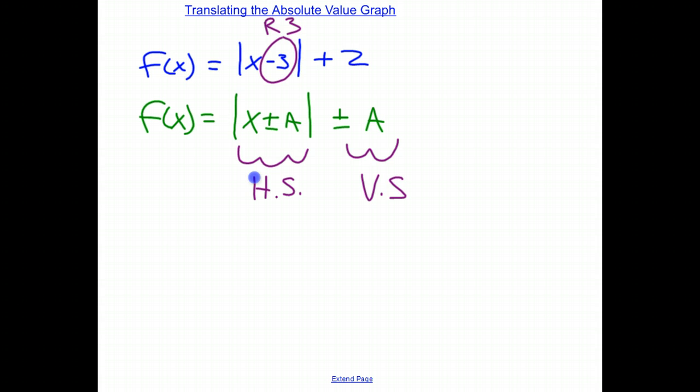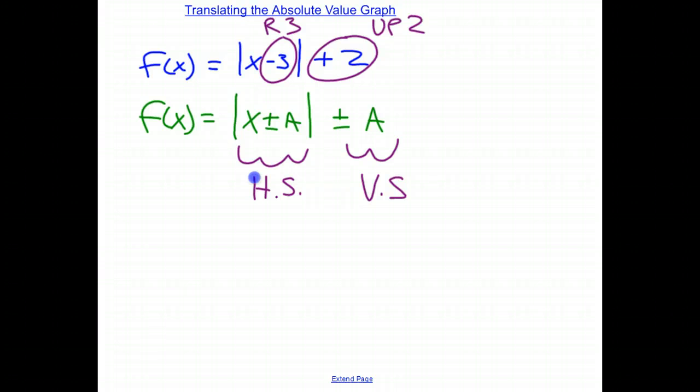The outside part is actually very straightforward. We see plus 2. This tells us we need to go up 2. So whenever you're looking at a translation problem, try to write out in words, or at least in abbreviations as I've done, what's actually happening to the graph. It gives you a good starting point to move forward and actually plot out the graph. All right, so what does a graph look like?